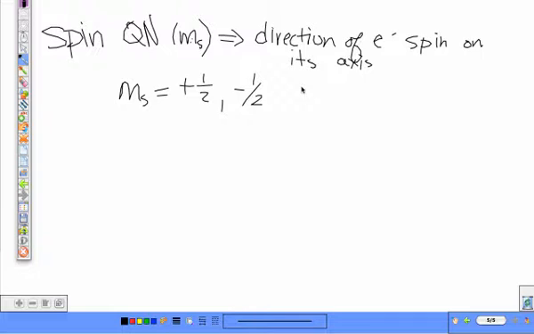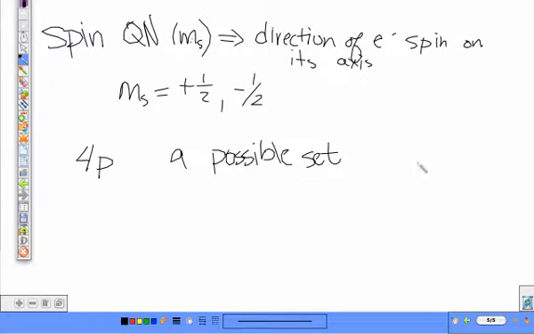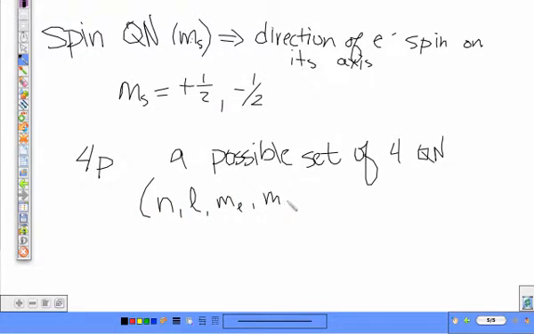So if I said you have a 4p sublevel, what is a possible set of 4 quantum numbers? This is in n, l, ML, MS. So I want one of those. What's n? 4. What's l?